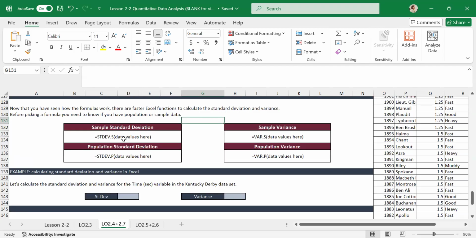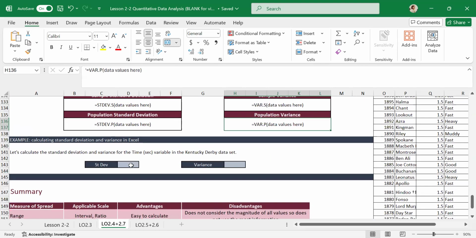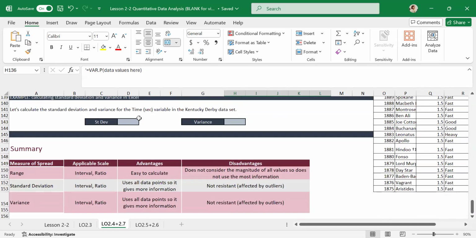If you have sample data, you'll use stdev.s for the standard deviation, where stdev stands for standard deviation and the s stands for sample. If you have population data, you use stdev.p, where the p is for population. For the variances, you use the formula var with a .s for sample data or a .p for population data.